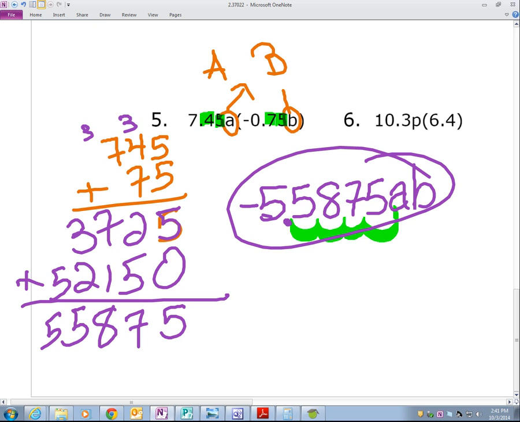I'm going to pass out your homework. Yes, you have to do all of them. There are not any variables on this homework. I'm going to turn this off. I'm going to continue working on number 6, 7, and 8.